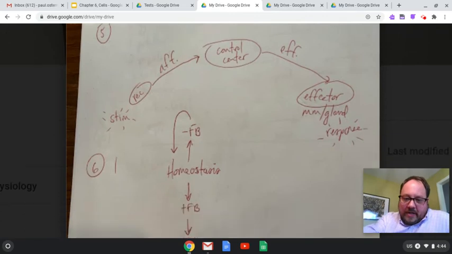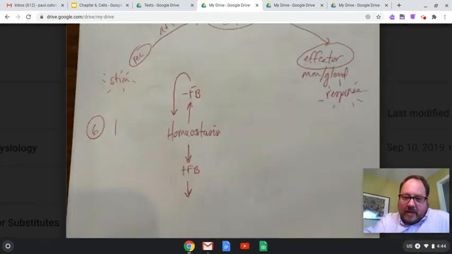Now, how does the body respond? That's the topic in number 6 here. The body responds by either bringing you back to homeostasis or pushing you further away from homeostasis. So homeostasis is a steady state. Okay, so steady temperature, steady oxygen saturation, steady pH, whatever the case may be.